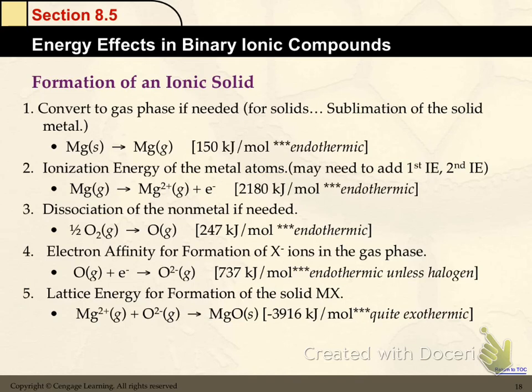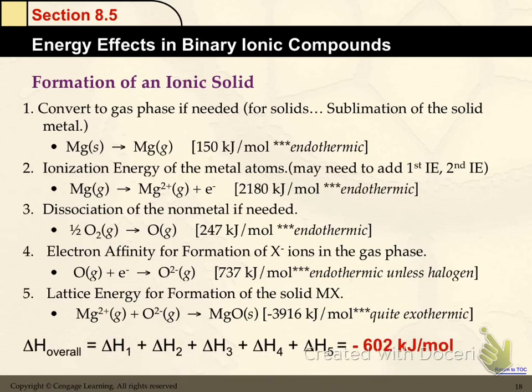And that combination between the Mg2 plus and the O2 negative is so exothermic that it actually overrides all of the other transitions in the process. It's negative 3,916 kilojoules released per 1 mole of magnesium oxide formed. So if we're trying to calculate, and this kind of brings us back to the thermochemistry unit, the delta H overall, the energy change overall in the formation of an ionic compound, all we have to do is add up all 5 steps. And when we do that, for this process, we come up with a negative 602 kilojoules per mole.